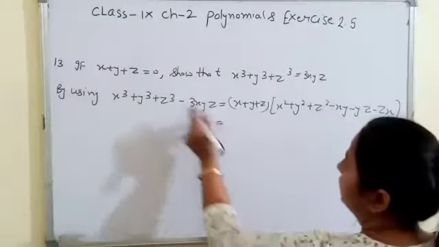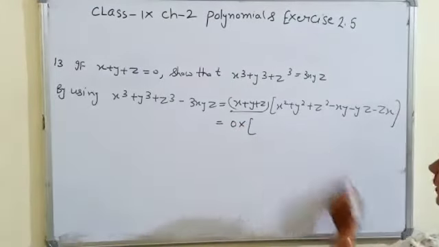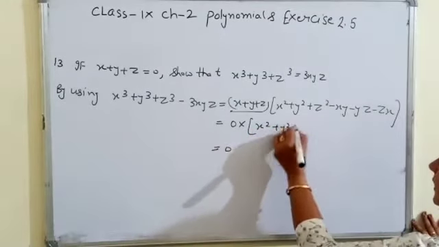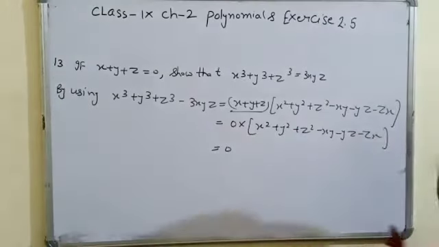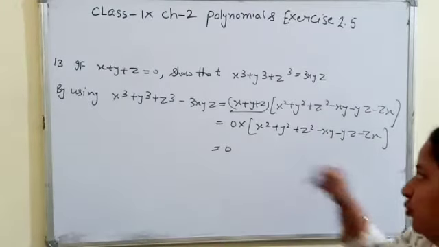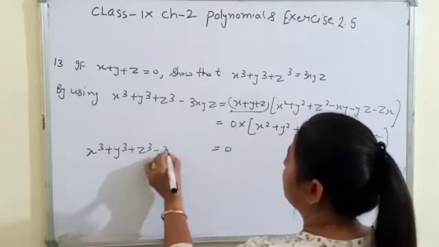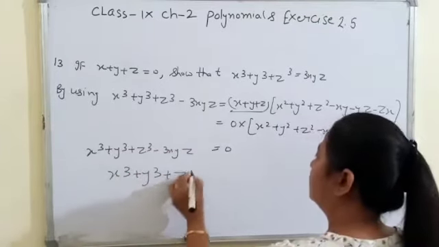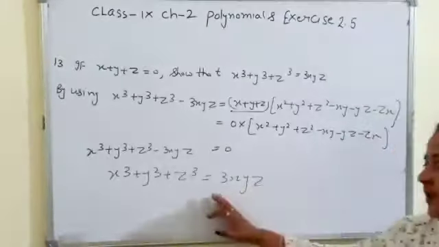So substitute that value here, x plus y plus z is 0, and then we will multiply 0 by the same term, x square plus y square plus z square minus xy minus yz minus zx. When we multiply any algebraic expression or any term by 0, what is the result? That is equal to 0. So we get x cube plus y cube plus z cube minus 3xyz equal to 0. So this is our result: x cube plus y cube plus z cube is equal to 3xyz.